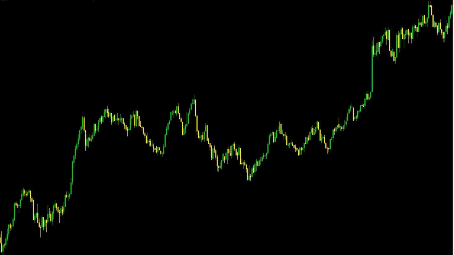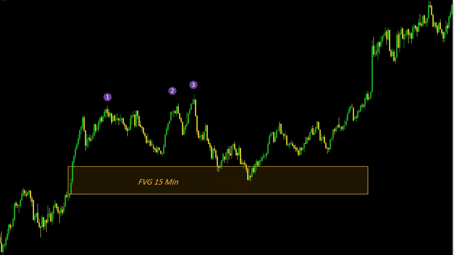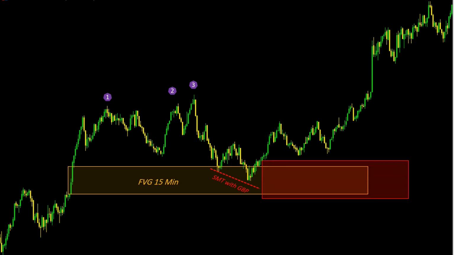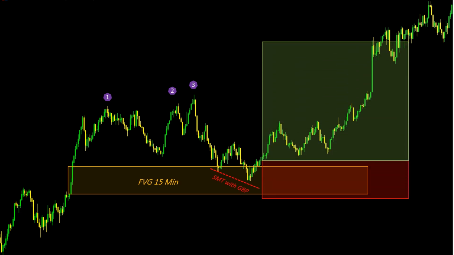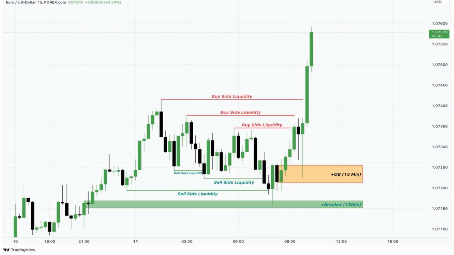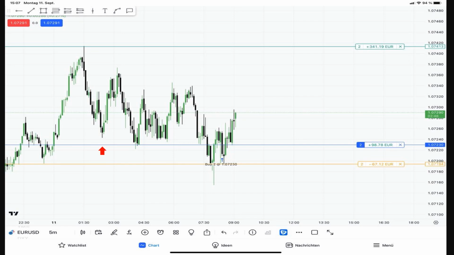In this example, you see the euro on a 1-minute time frame. The price moved towards the FVG after forming 1, 2, 3 and taking liquidity from this 3 drive, and continued to move after reaching the FVG. These setups are some of my favorites, and I use them often to enter trades. Just keep in mind that no setup has a 100% win rate, so make sure to backtest them before using them.